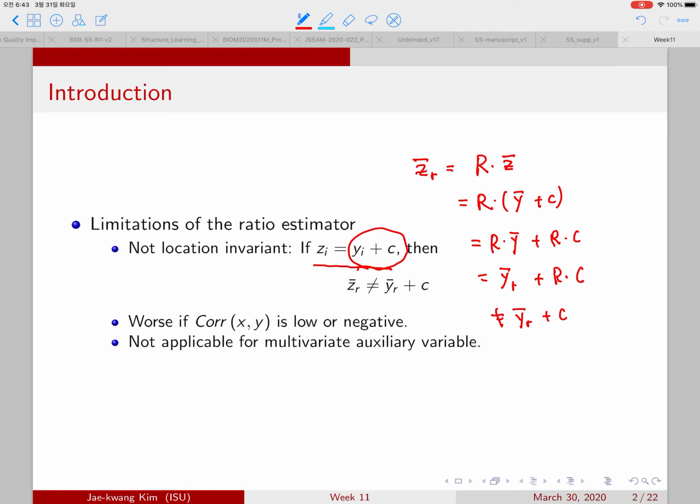So that's one limitation. The second point is that the ratio estimator is not always better than the simple mean estimator. It is better only if the correlation between x and y is high enough. If that's not the case, then it is not necessarily good. The third one is that it's not really applicable for multivariate auxiliary variables.